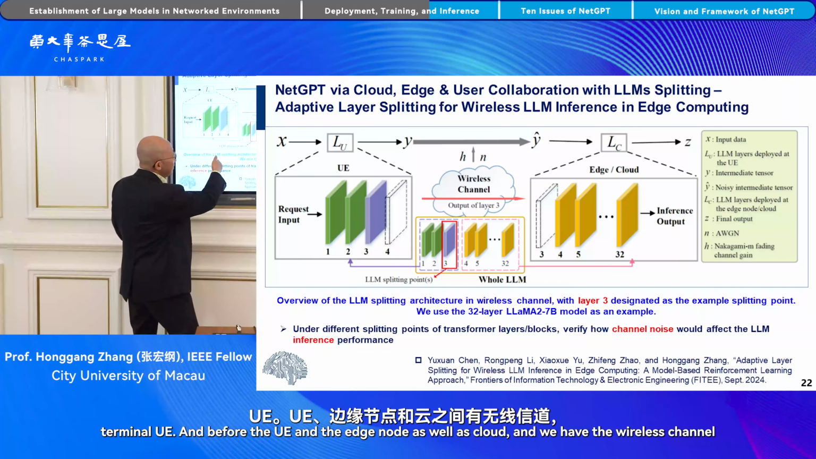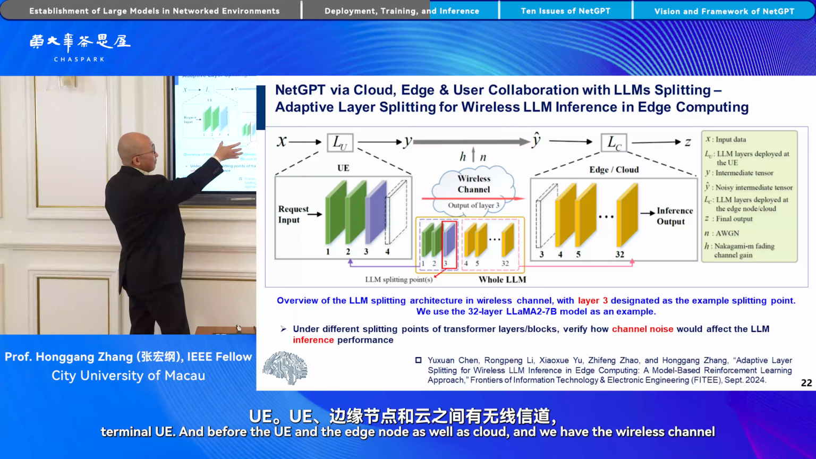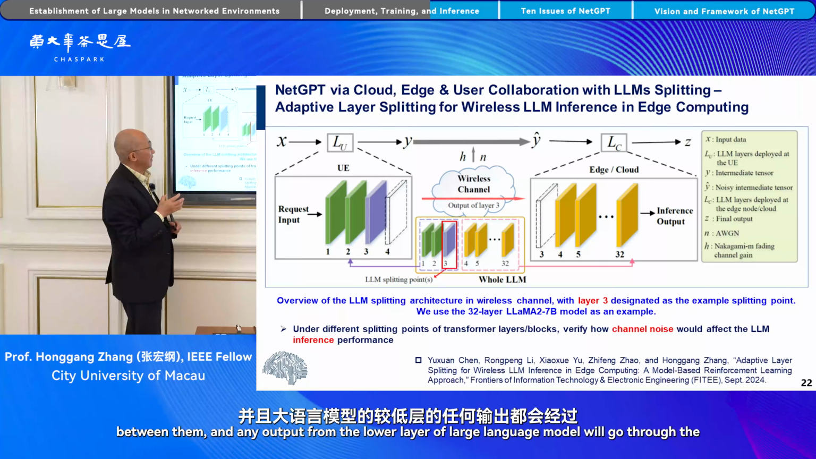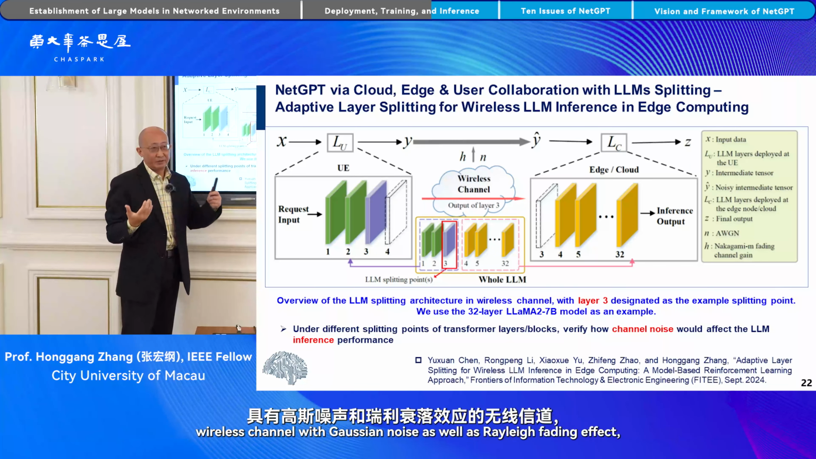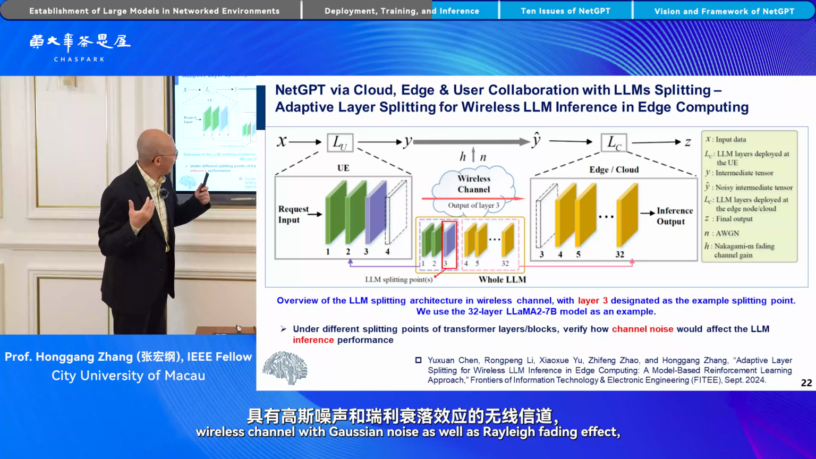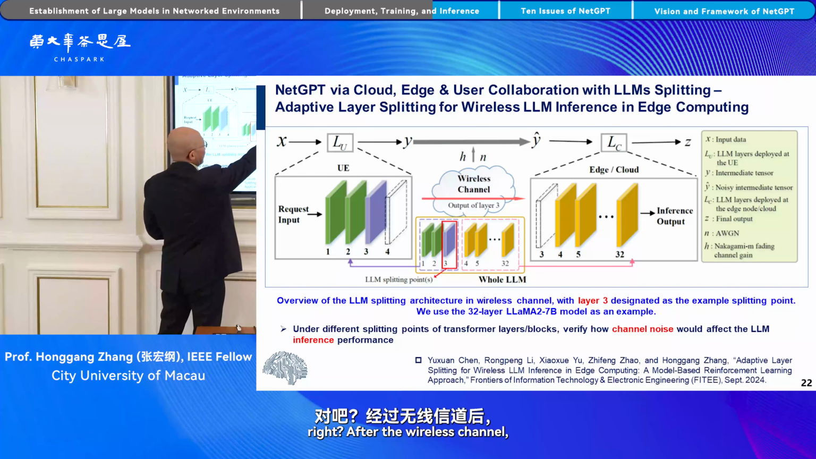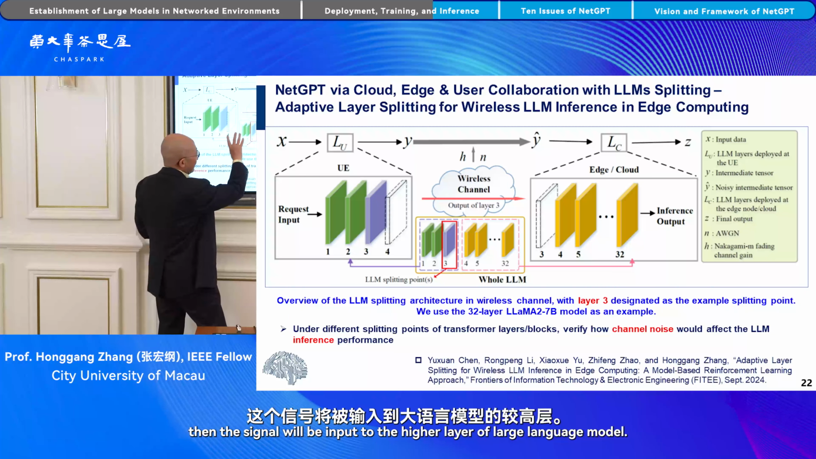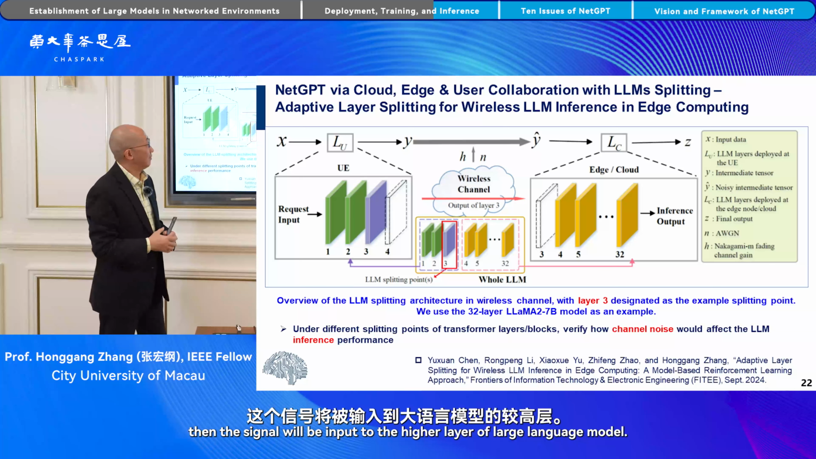Between the UE and the edge nodes as well as the cloud, we have the wireless channel. Any output from the lower layers of the model will go through the wireless channel, with Gaussian noise as well as Rayleigh fading effect, right? After the wireless channel, the signal will be input to the higher layers of the model.